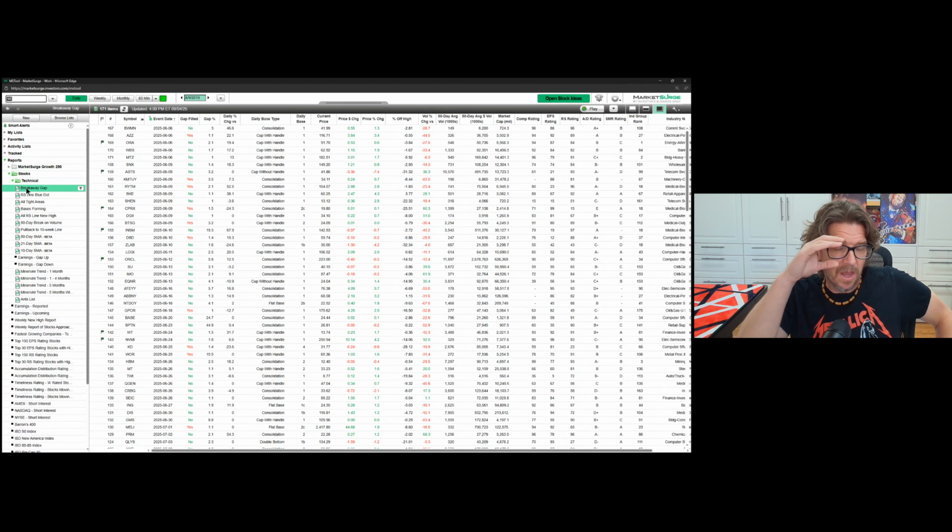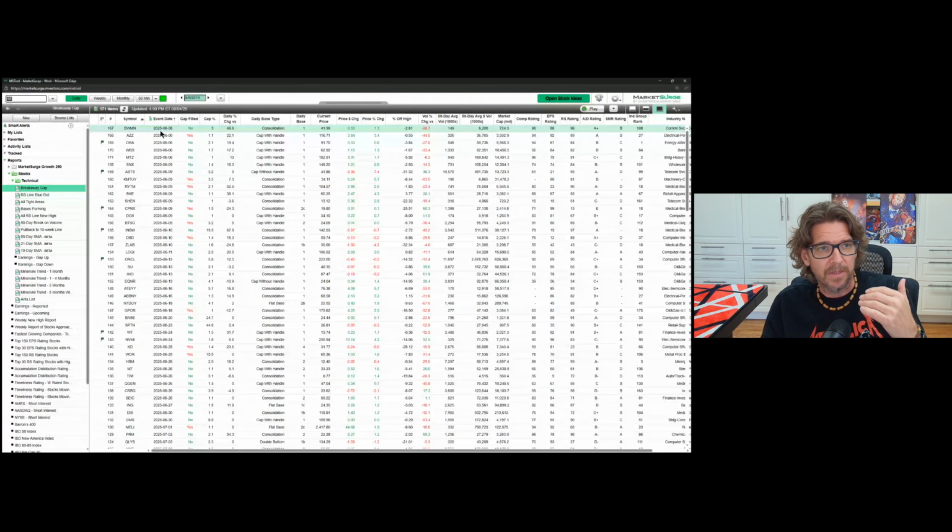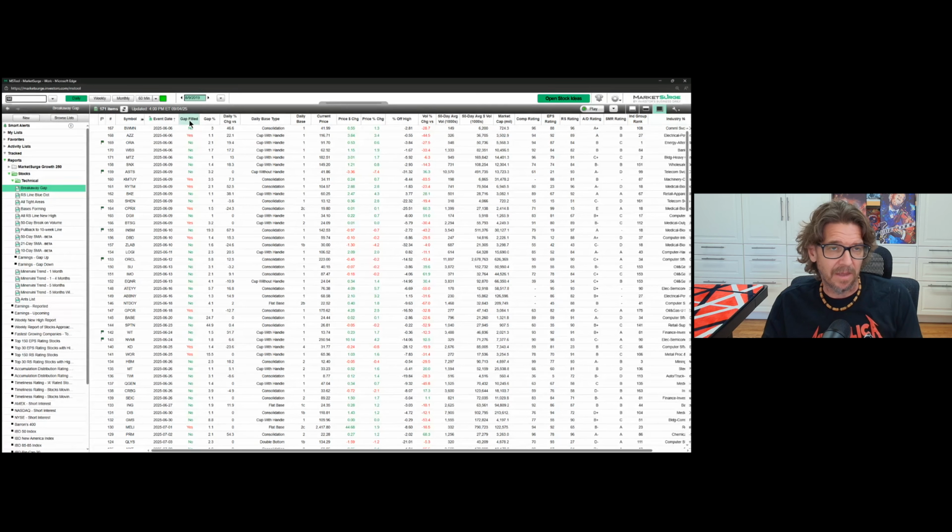This incorporates pattern recognition and just shows any of those gaps that happen, and it has the event date on there, which is the day that the gap happened. Did the gap fill or not? So you can use this to study them.